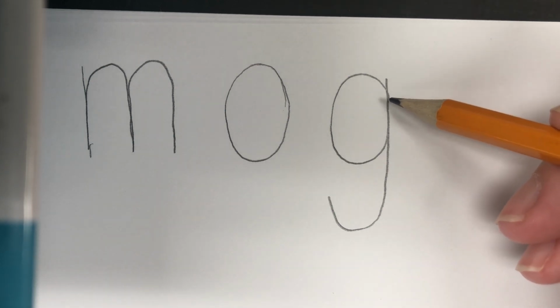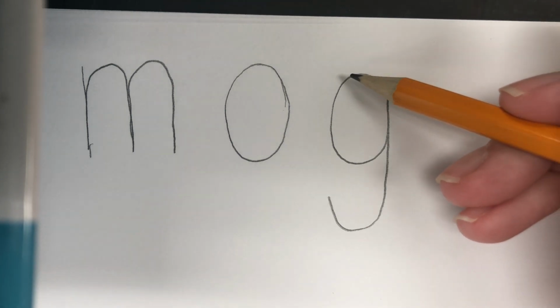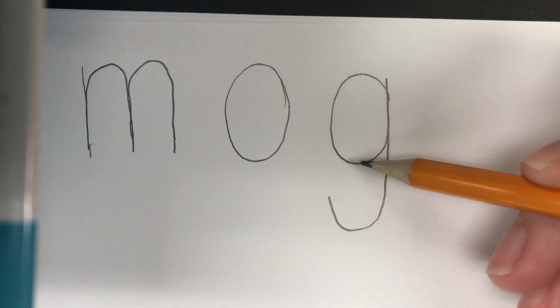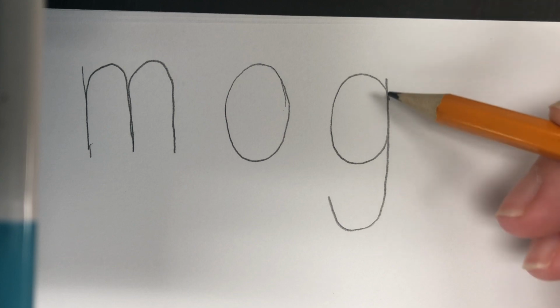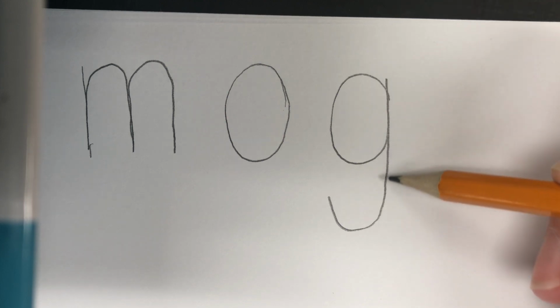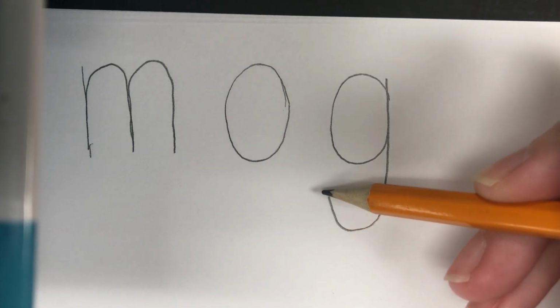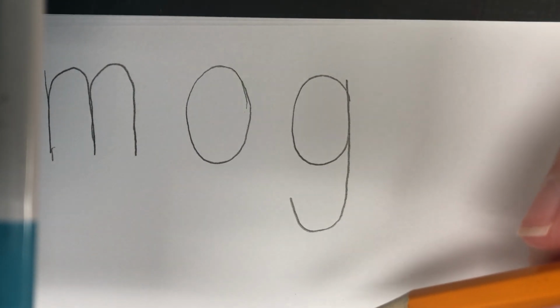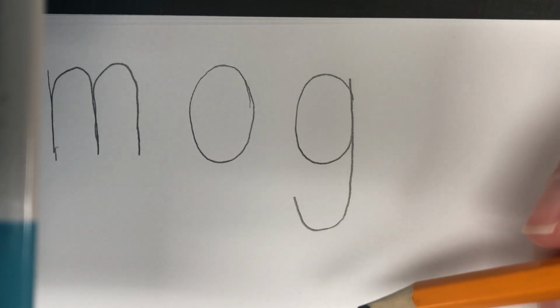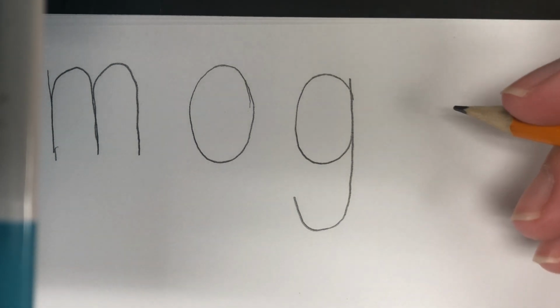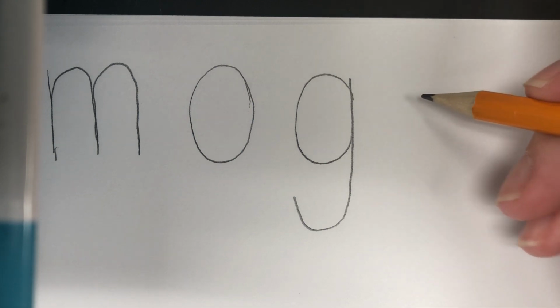Start here in the air. Curve up. Curve down. Don't close it up. And then we're going to make a hook on our letter G. What does G say? G. That's right. The next letter I want to make is the letter that says a. What is that? An A, that's right.